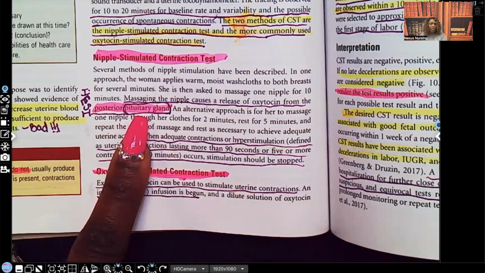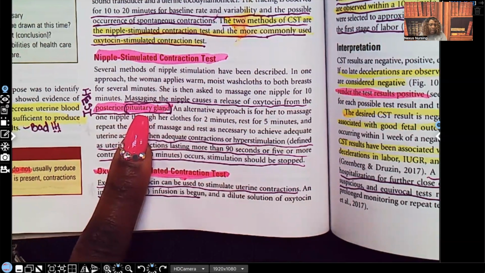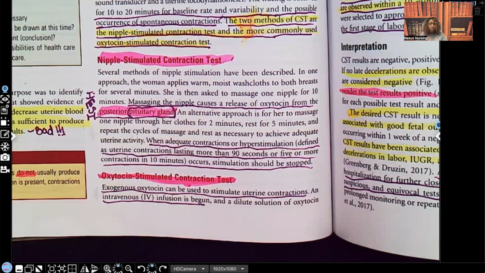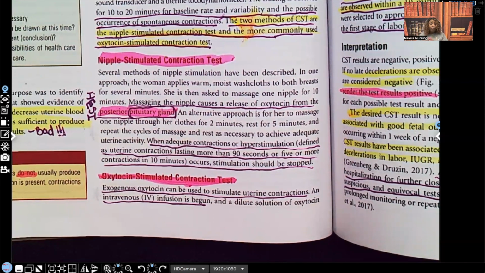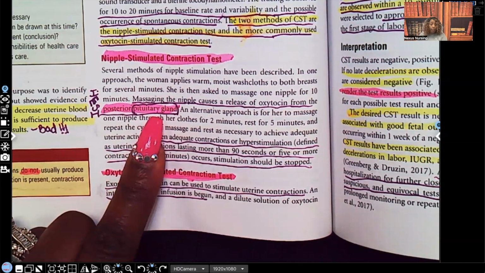You guys watched the video I did on all of these glands. In the posterior pituitary, you only have two, oxytocin and antidiuretic hormone. Everything else is in the anterior pituitary. So that's very important for you guys to know. It's important to know that massaging that nipple will cause the release of oxytocin. It's important to know that oxytocin will cause uterine contraction. And it's important to know oxytocin is found where? In the posterior pituitary. Let's keep going.